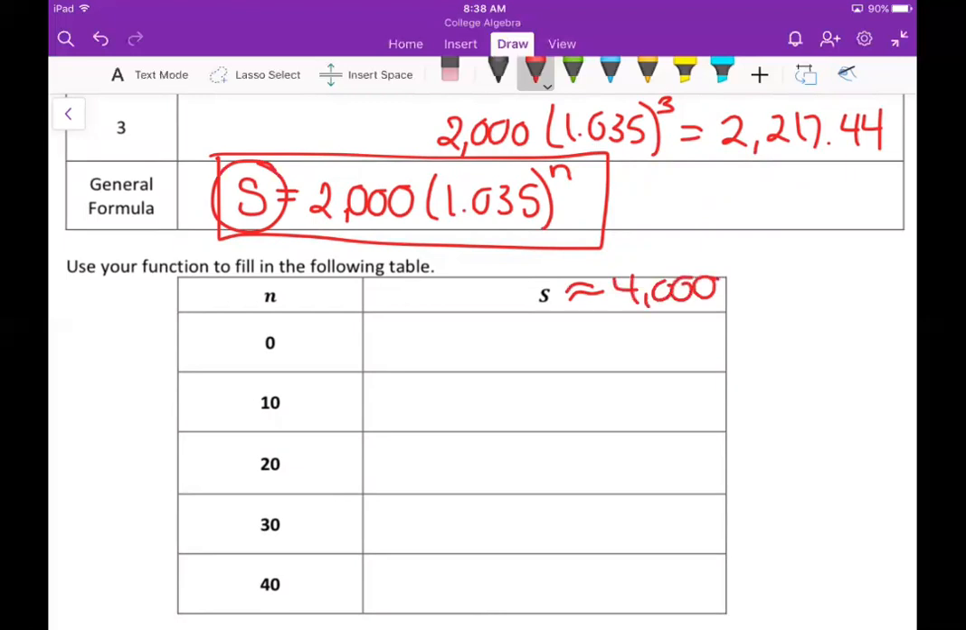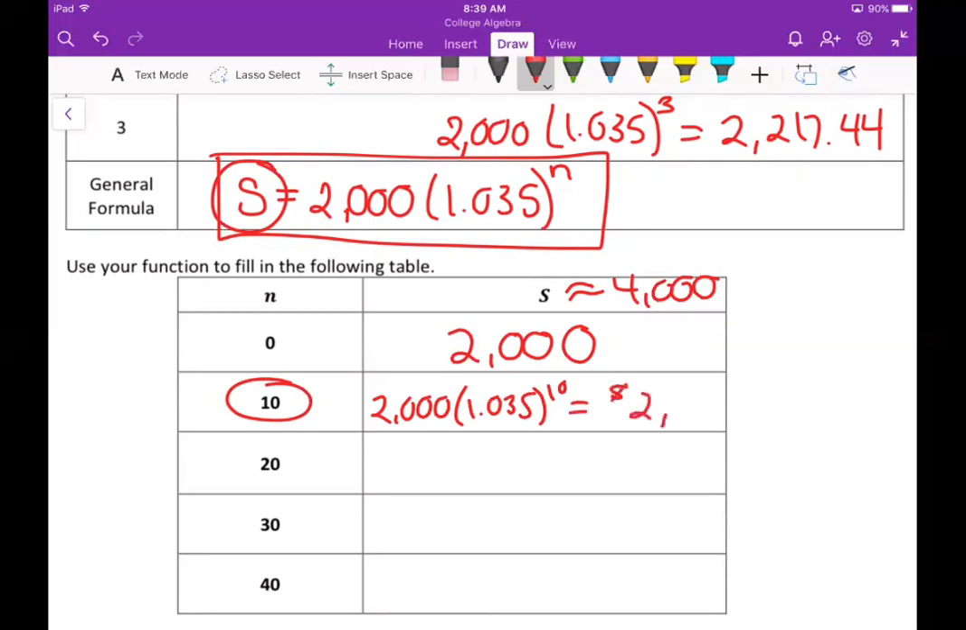So we're going to test some values, all right? So we know we start off at 2,000 if N is 0. So I'm going to make an educated guess, 3.5%. I can see that after 3 years, I've only gained about $200. So I'm going to jump up to 10 and see what I get after 10 years by using my equation. So that would be plugging it into my calculator, 2,000 times 1.035 to the 10th power. And after 10 years, I'll see that my account will be worth $2,821.20. Okay, so not close to 4,000 yet.